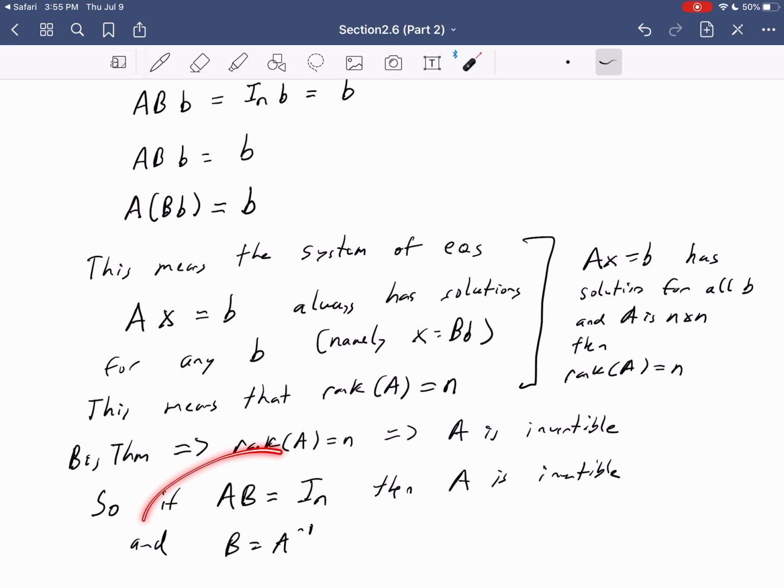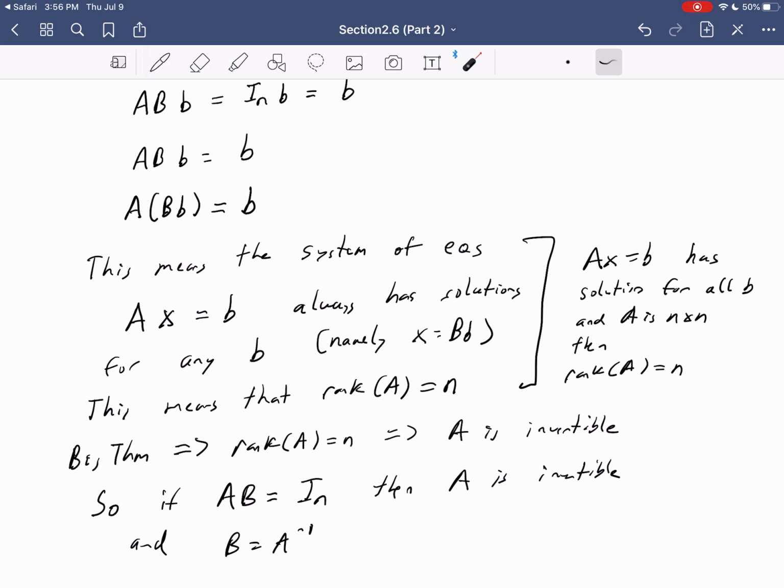So this tells us, now that we've established this theorem, that if you check the multiplication on one side, so you multiply on the right-hand side or you multiply on the left-hand side, doesn't matter which one, if you do that and you show that it equals the identity matrix, you can now say, oh, that means it's invertible. You no longer have to check multiplying on both sides.